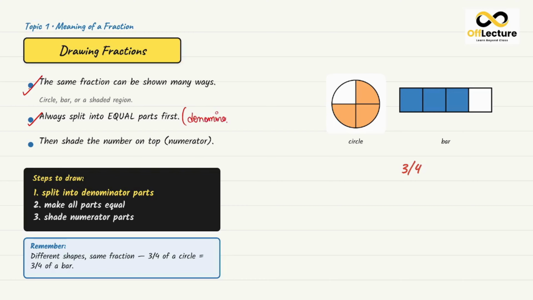Then shade according to the numerator. Whatever number is in the numerator, you have to shade that region. Okay. The shape changes, but the fraction stays the same. Why does it stay the same? You may ask why the fraction or the division will stay the same.